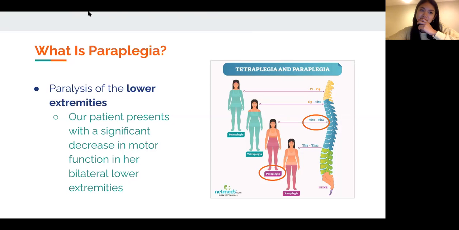So what is paraplegia? In its simplest definition, it is just paralysis of the lower extremities. And our patient presents with a significant decrease in motor function in bilateral lower extremities.